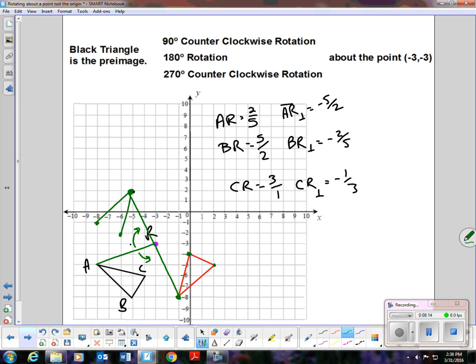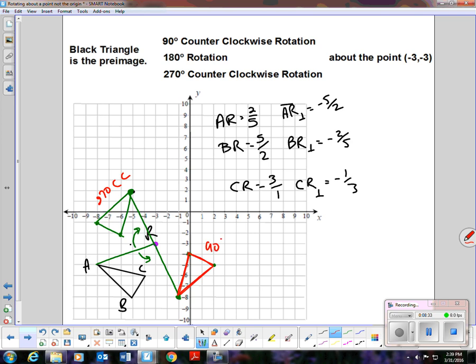So this green figure over here is not right, but this one over here, the red one, is the right figure, because this is the one that is 90 degrees counterclockwise. The green one is a 270 counterclockwise rotation. This is the 90 degrees rotation.